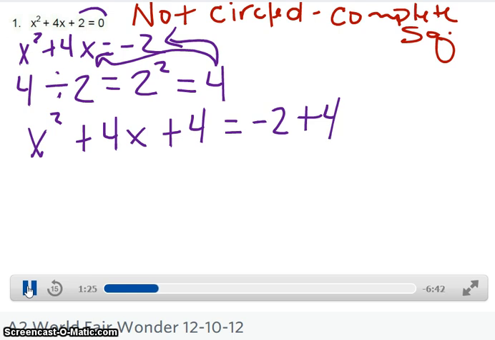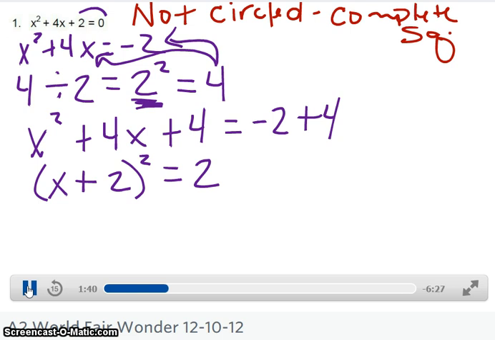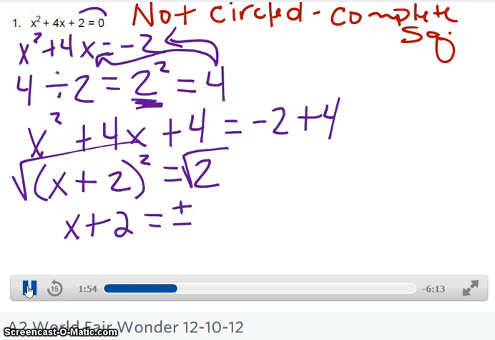You're going to rewrite the left side. x, it's plus because it was a plus in the original problem. 2 because 2 is what we squared. Close parentheses squared equals negative 2 plus 4 is 2. You're going to unsquare, which means take the square root of both sides. So you have x plus 2 equals plus or minus the square root of 2.